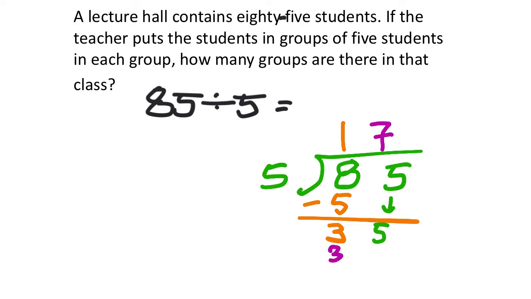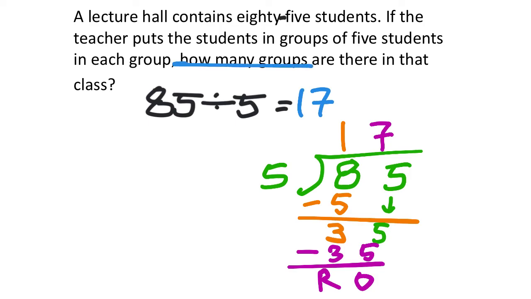And 5 will go into 35 exactly 7 times. 7 times 5 is 35. Proves that it goes into it evenly. So we have a remainder of 0. And so we get a final answer here of 17. But again, it's not just that it's 17. We need a label on this one. It was asking how many groups. Well, 17 was our answer, so it would be 17 groups.